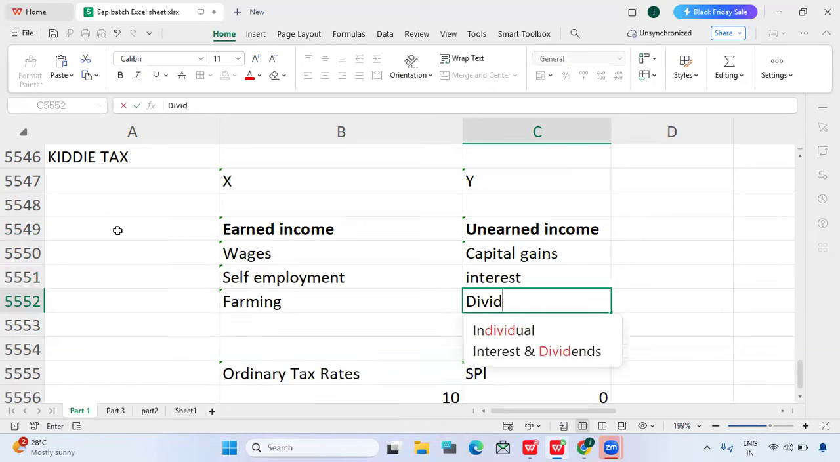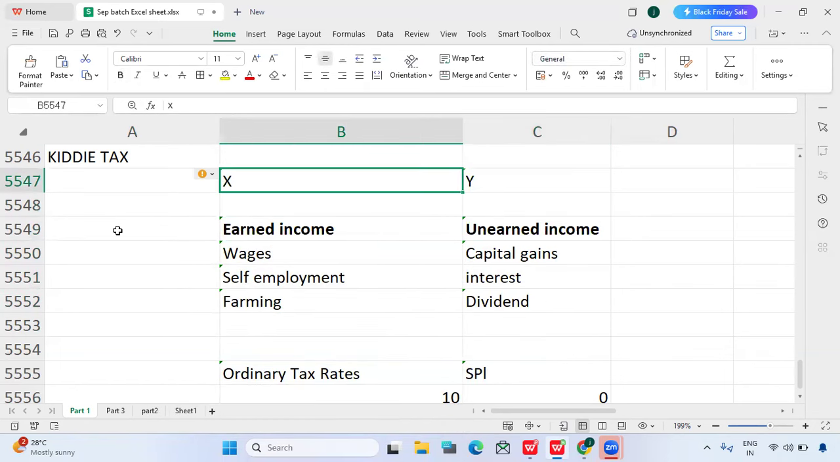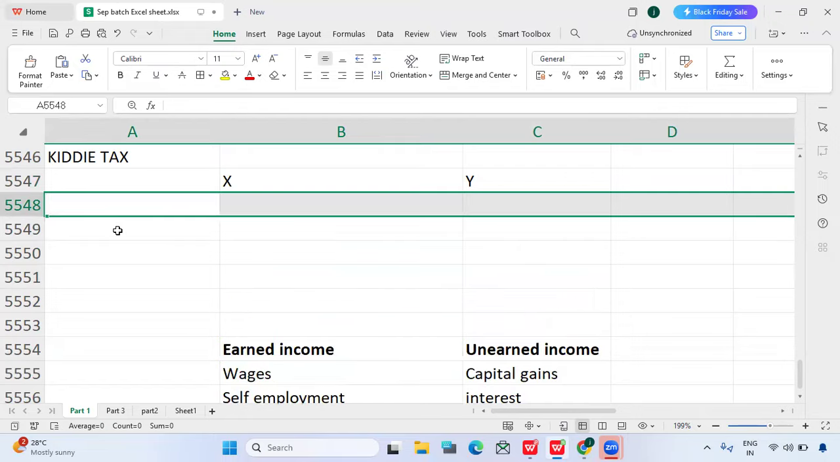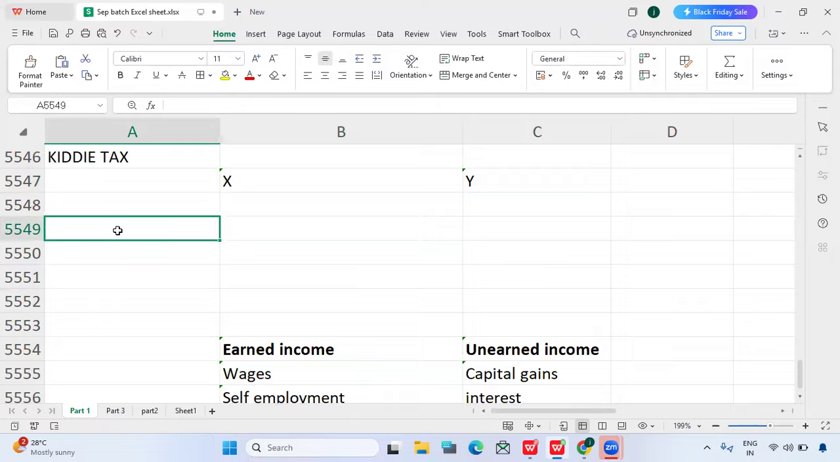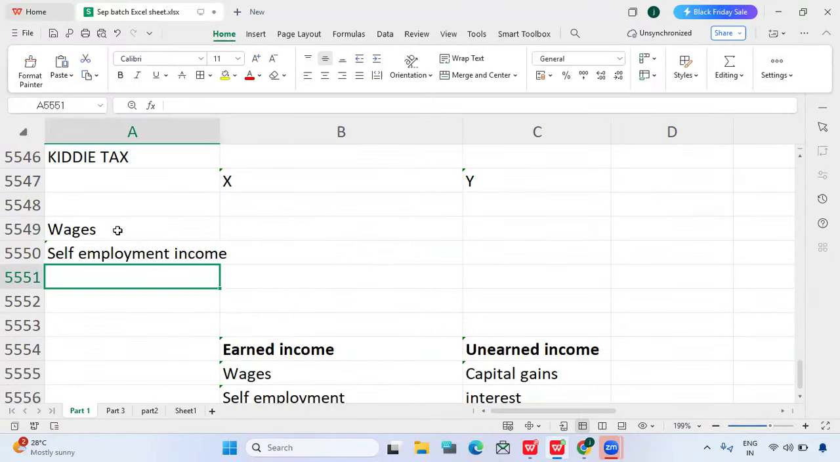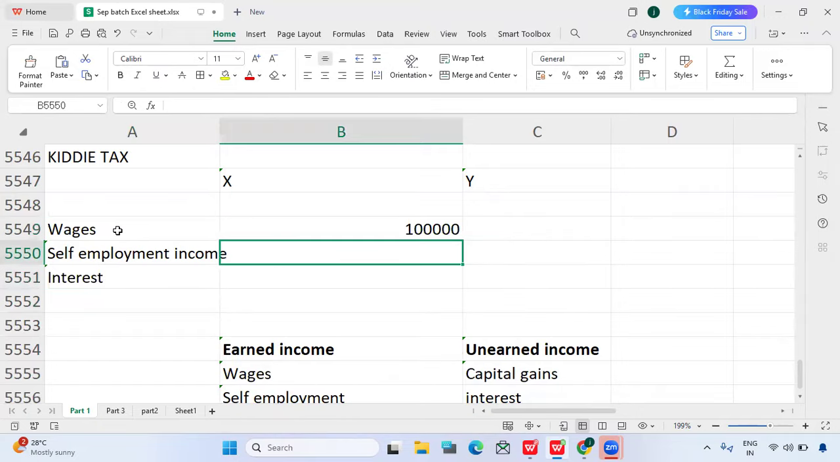Dividend. So these are unearned income. Let's say the taxpayer and spouse have incomes. A couple of incomes I can list down: wages, self-employment income, and also they have interest. Wages we have $100,000, self-employment income $50,000, and interest $10,000. So these are the incomes.